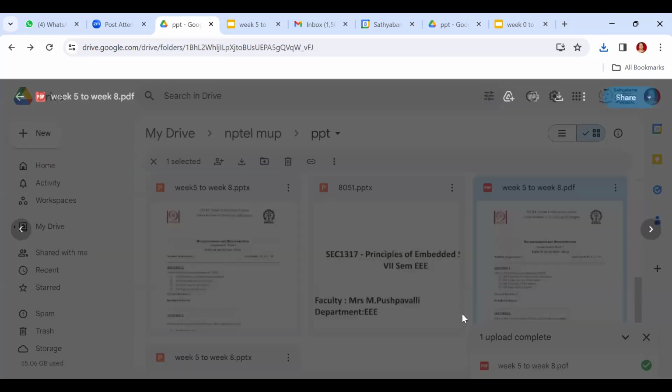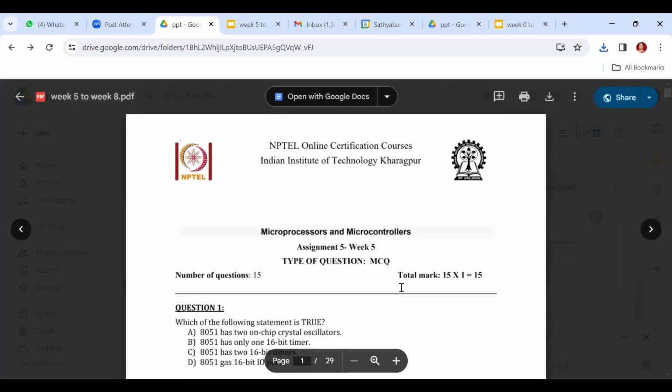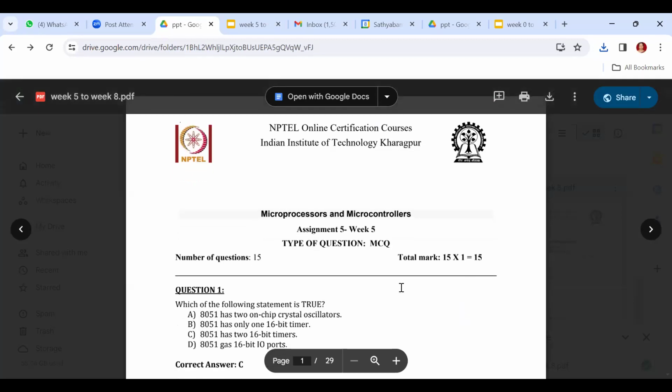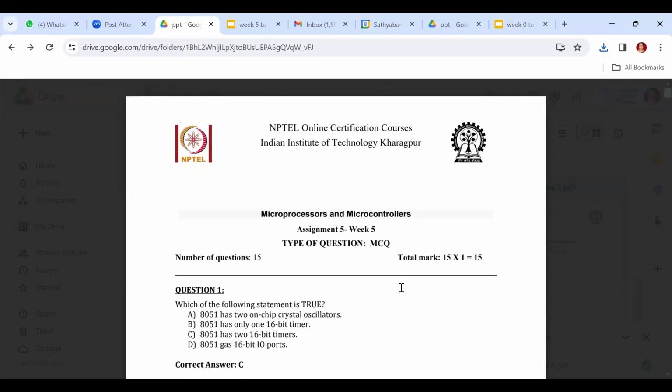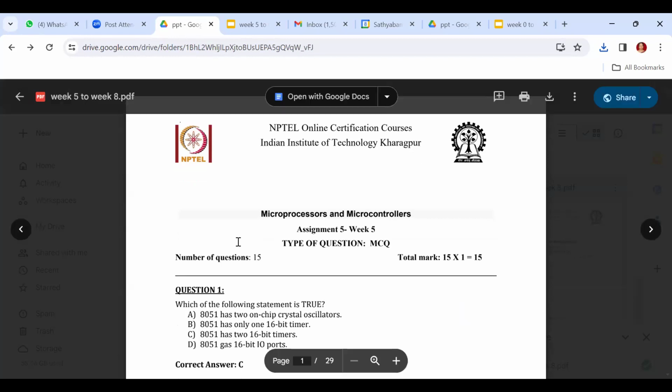Okay, now I will go through week 5. Which of the following statements is true? 8051 has 2 on-chip crystal oscillators. No. How many on-chip crystal oscillators do we have?